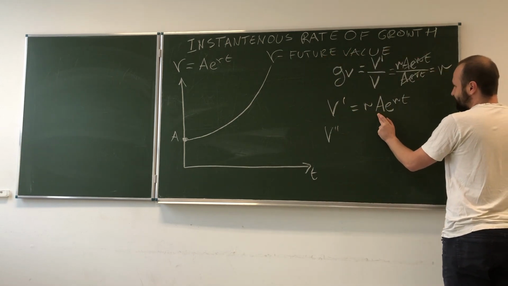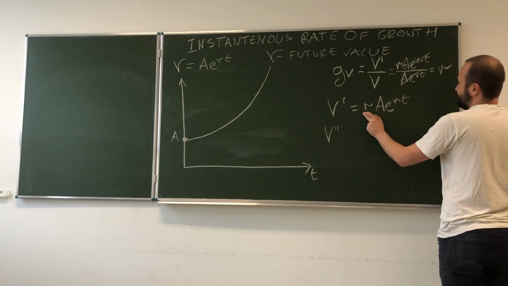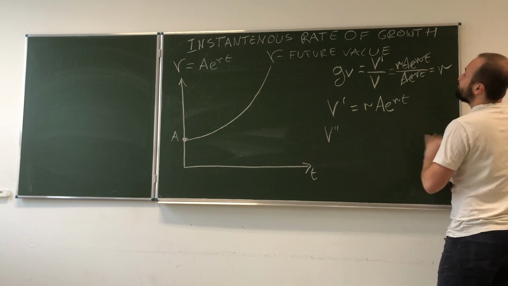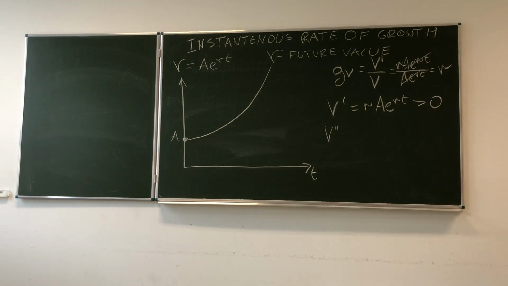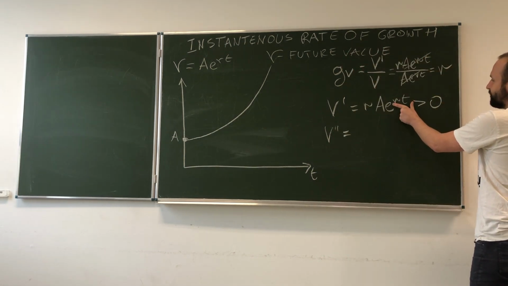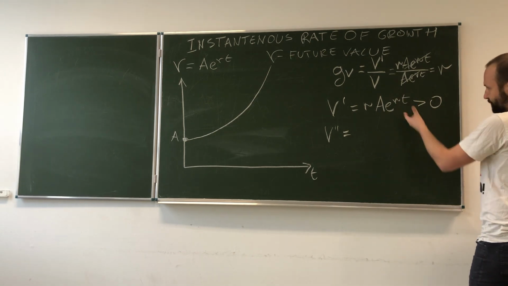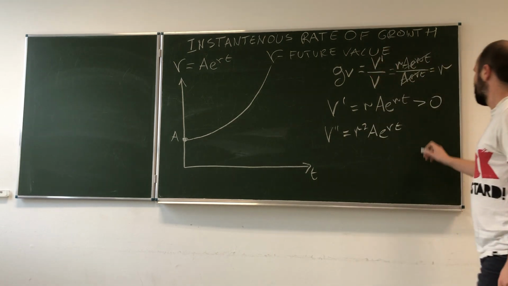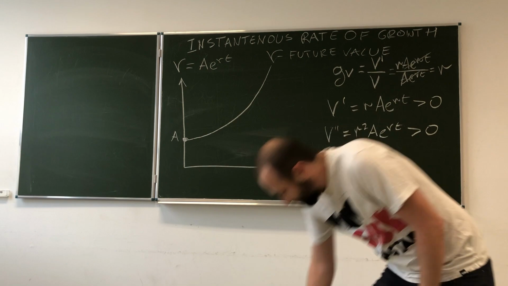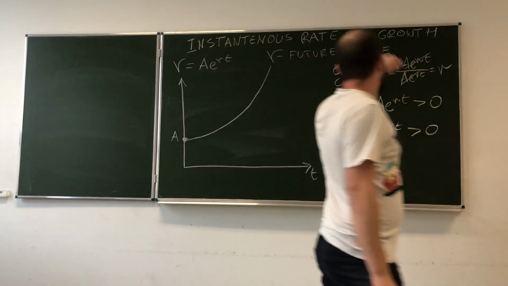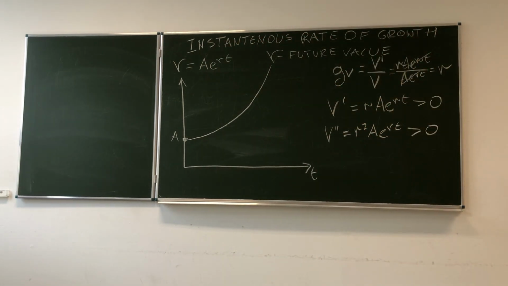Look, assuming that A is positive and r is some interest rate, which is also positive, this definitely needs to be a positive number. Now, if I calculate the second derivative, again all I have to do is differentiate this with respect to time. I'm getting this. Again, this is certainly positive. So what we see from that is that this function grows exponentially, but it has a constant growth rate.